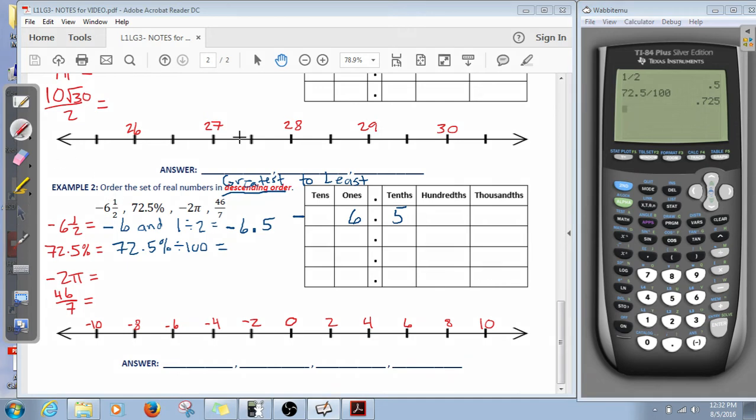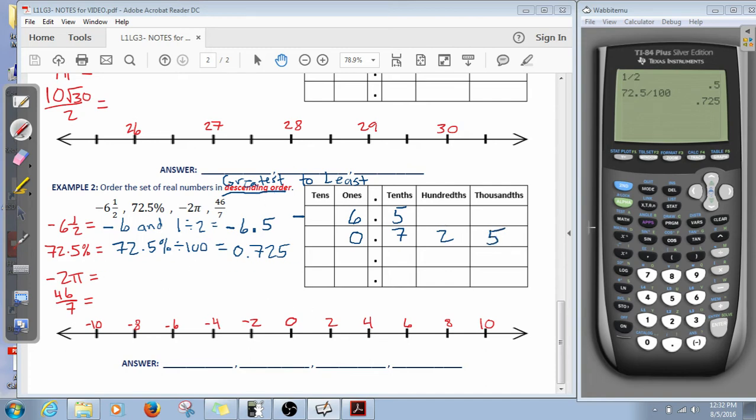A lot of students get confused on this. They forget to divide by 100. Sure, it might look like a big number, but when you actually turn it into a decimal, you see it's actually a very small number. So that would be 0 and 725 thousandths.